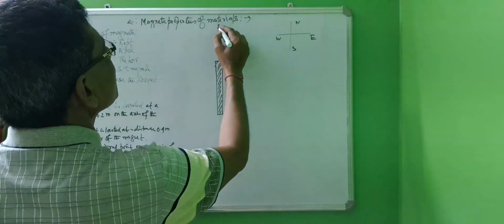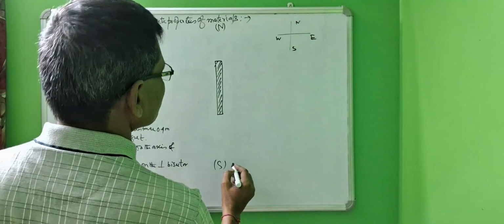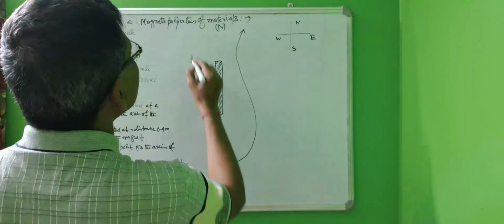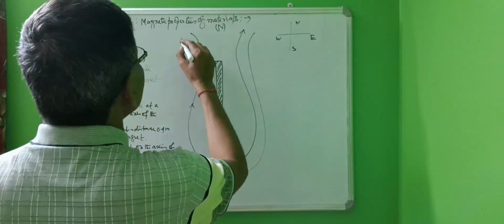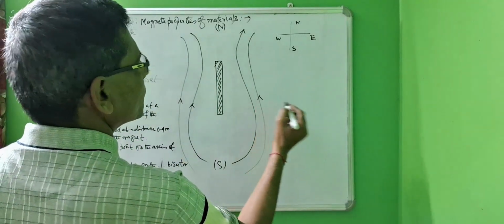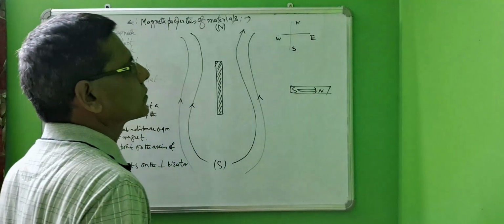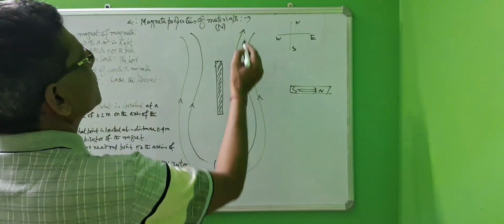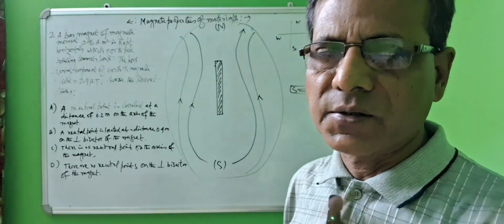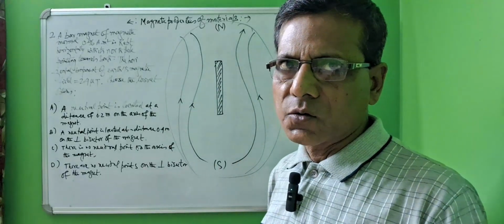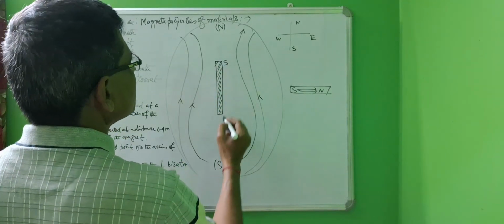So this one is the north pole of Earth and this one is the south pole. The lines of force go from south pole to north pole. For a magnet, suppose this one is S and this one is N, the lines of force inside the magnet go from S to N. And Earth is a huge magnet, so the lines of force go from S to N inside it. Here this one is the S pole and this one is the N pole.